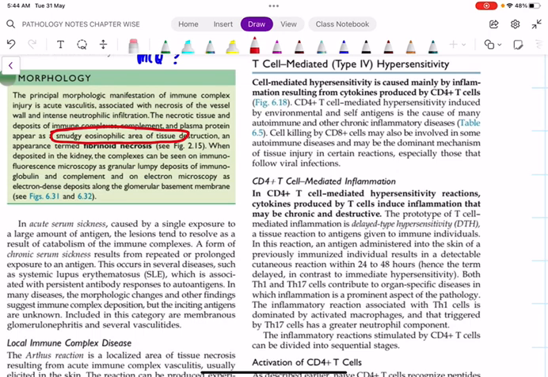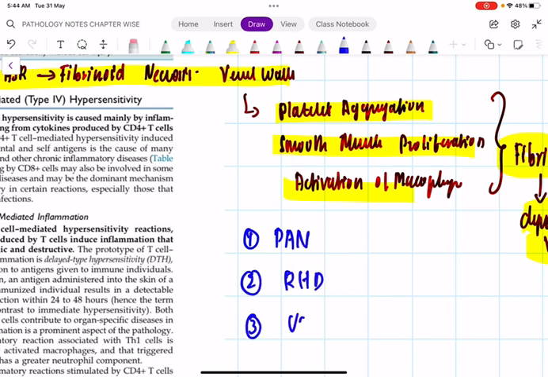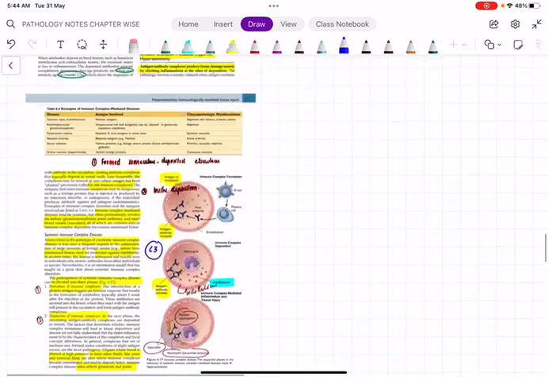We have lots and lots of conditions that will give you fibrinoid necrosis. I have already told you some of the examples. Number one is polyarteritis nodosa. Number two is rheumatic heart disease. Number three is vasculitis. Number four is glomerulonephritis. Let us see some other examples.